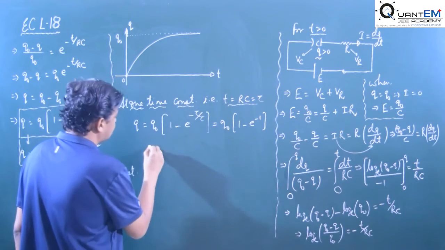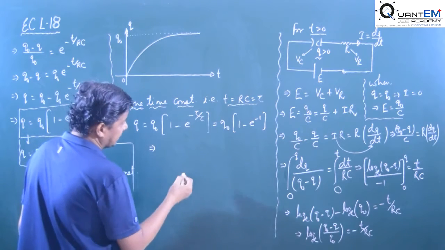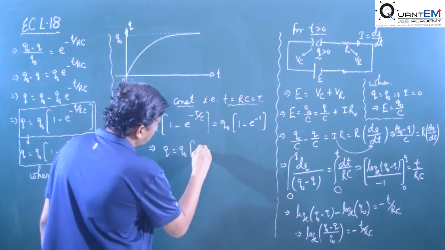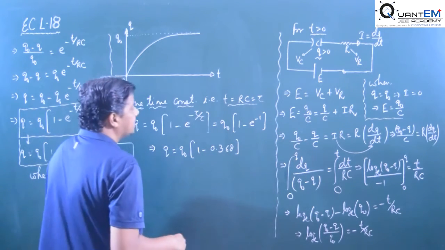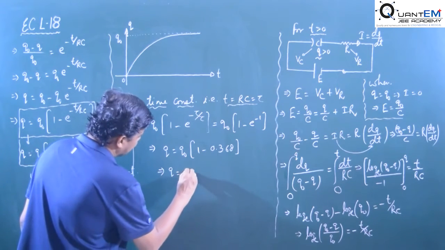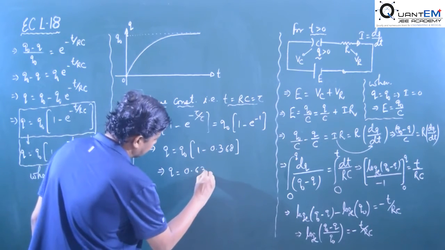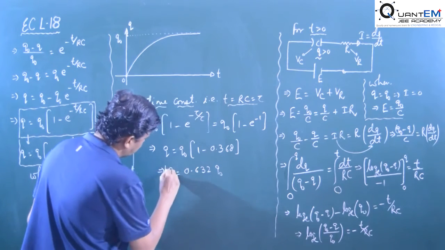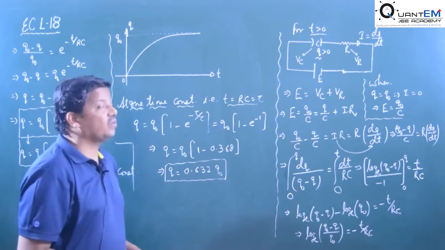Exponential expansion, if we take it and higher powers are neglected, then we have Q is equal to what? Q naught, one minus 0.368. It is the value of what? E to the power minus 1. So at one time constant we have this value. Charge across the capacitor will be 0.632 Q naught. Okay, it is the charge across the capacitor after one time constant.